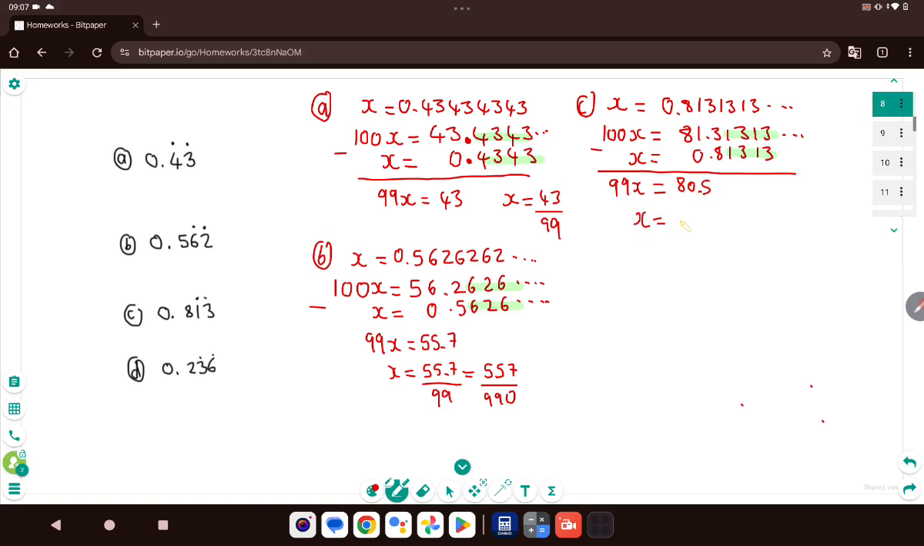Divide both sides by 99. Times both sides by 10. And then I'm just going to simplify it in my calculator. x is 161 over 198. I'm going to check it as well. Yes. And the last one, D.